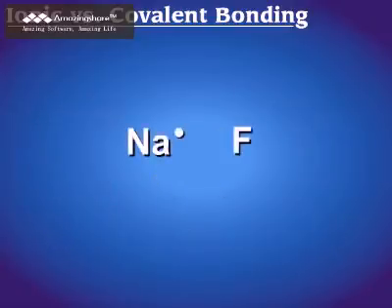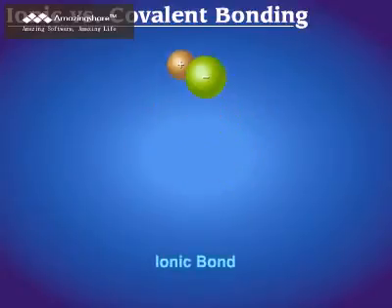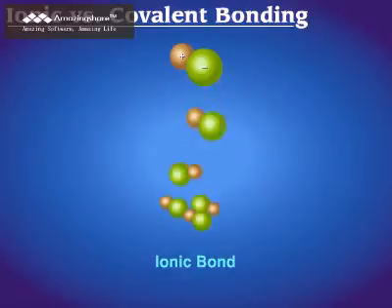Sodium has 1 valence electron and fluorine has 7 valence electrons. If the 1 valence electron of sodium is transferred to fluorine, both atoms achieve an octet of electrons. By losing 1 electron, sodium has a positive 1 charge. By gaining 1 electron, fluoride has a negative 1 charge. An ionic bond is the electrostatic force that holds ions together in ionic compounds.